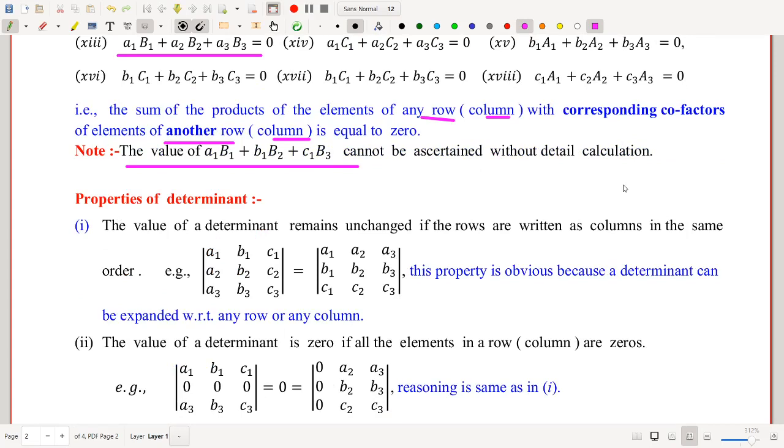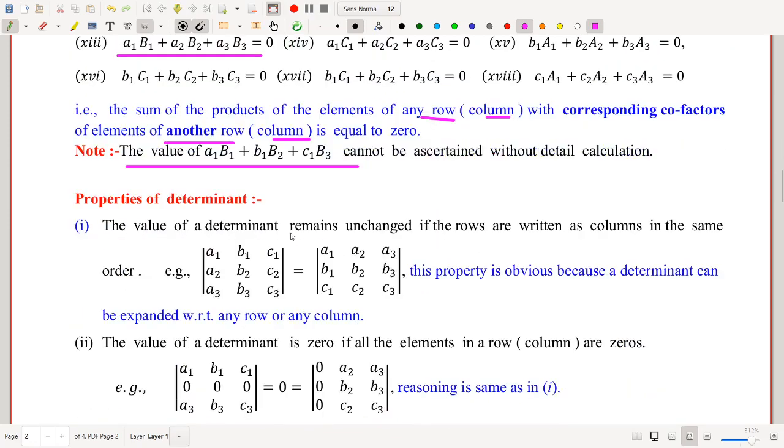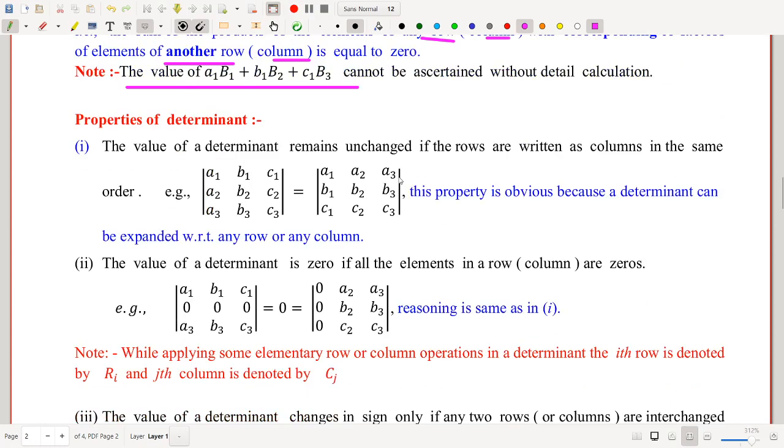Question is why? Here small a1, b1, c1 are elements of the first row, but capital B1, B2, B3 are cofactors of elements of the second column, meaning a row-column mixture. So there is no such result above that we have seen. Row with row, column with column. Here it is row and column mixed. So without actually knowing the values of capital B1, B2, B3, or putting them in and then simplifying, we can only calculate.